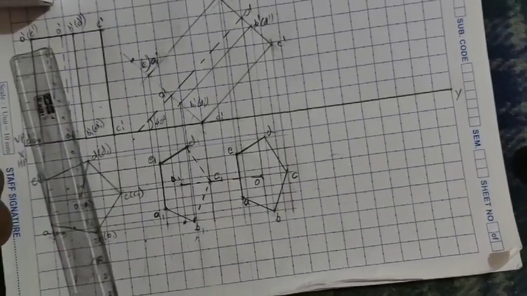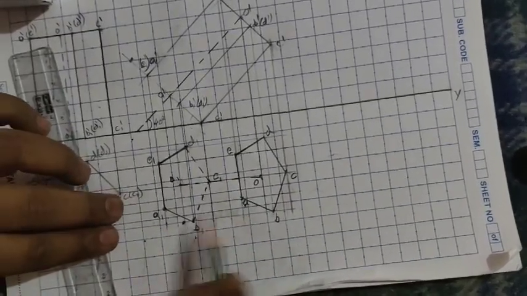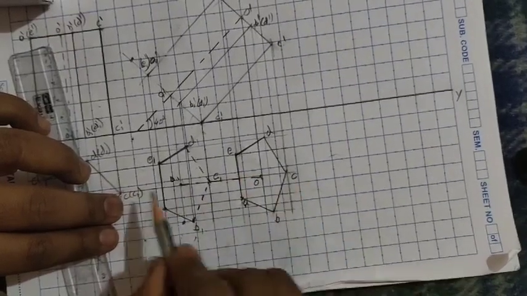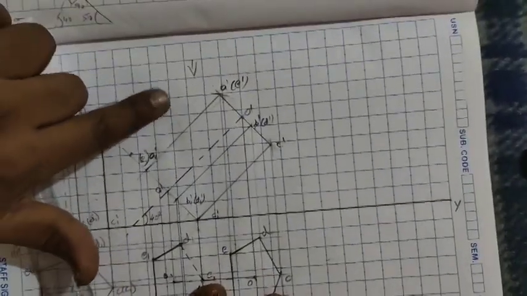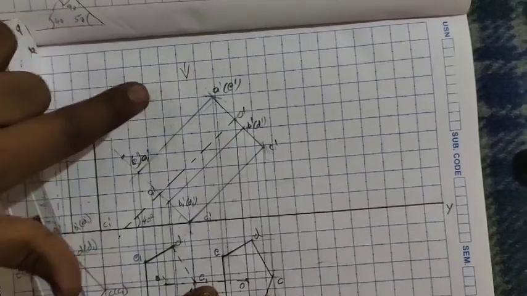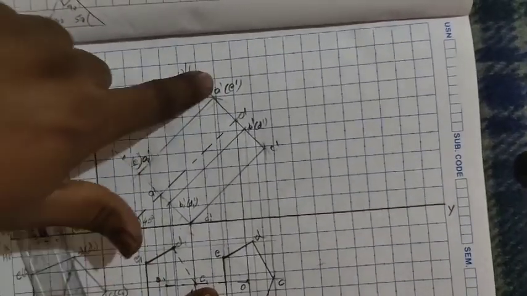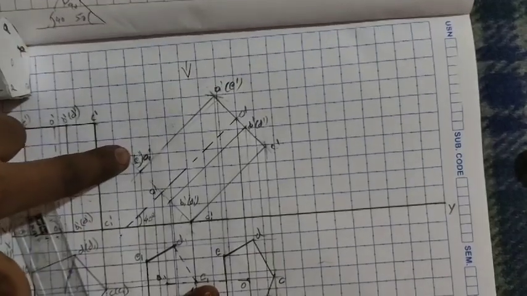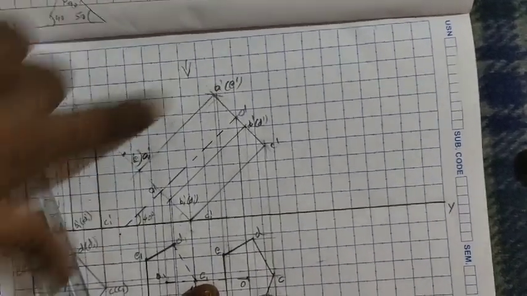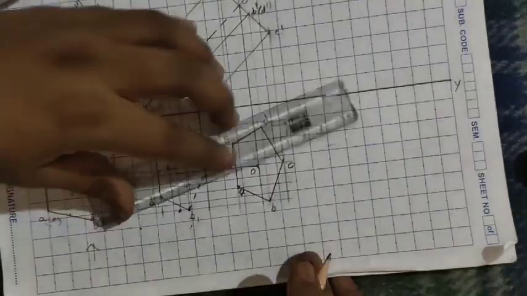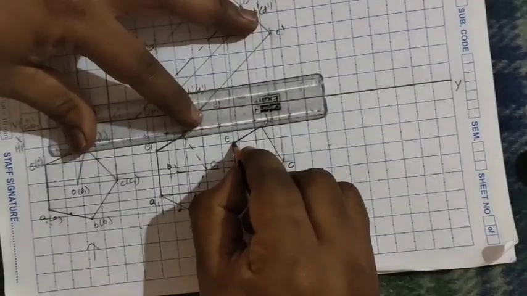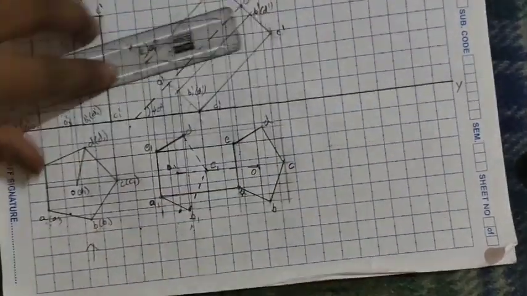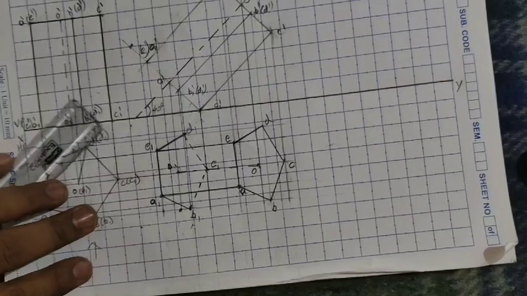Now coming to the lateral edges. Lateral edges means A to A1, B to B1, C to C1. So we have to identify. For this you have to check it from here. When you check from here, can you see A dash to A1 dash? Then it is visible. You can also see E dash to E1 dash. Then it is also visible. So make it visible. A to A1 is visible. E to E1 is visible. So two lines are visible.